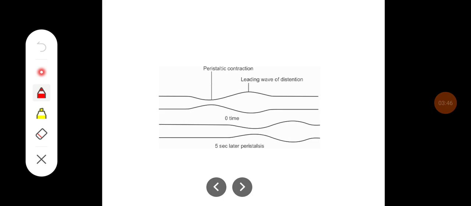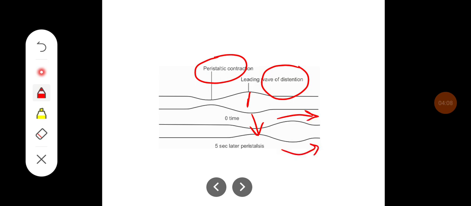You can see the peristaltic contraction, which is going to lead to the wave of distension. So when the food enters here, this part is going to contract, and the distal part is going to relax, and the bolus is going to move in aboral direction.